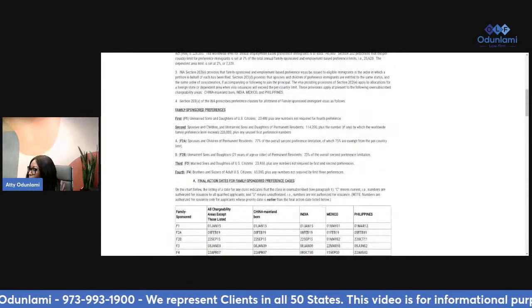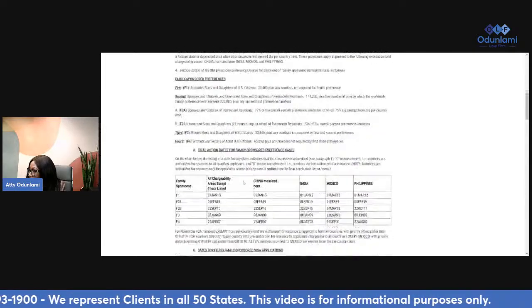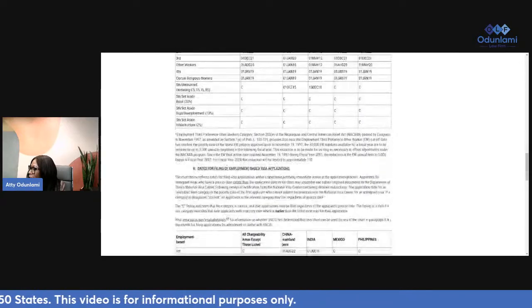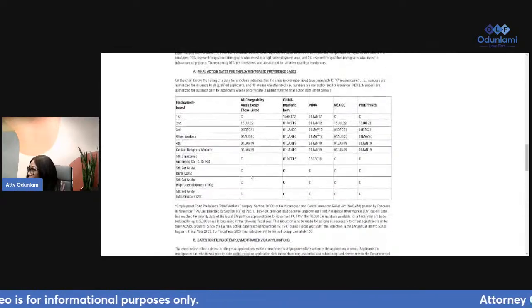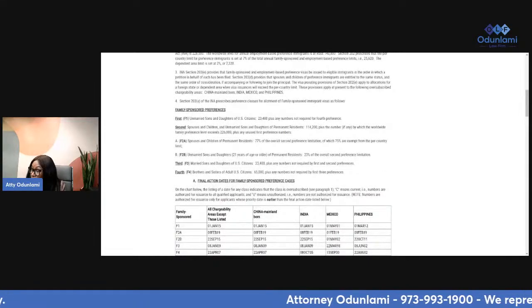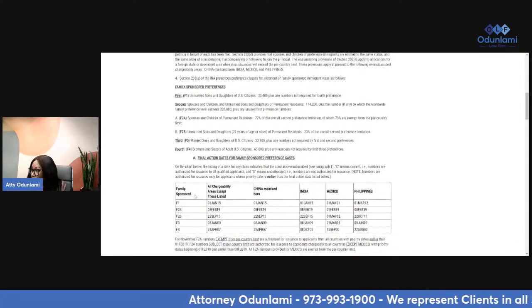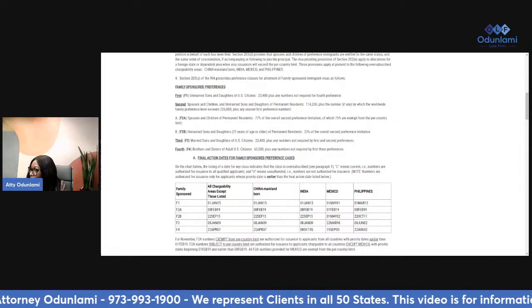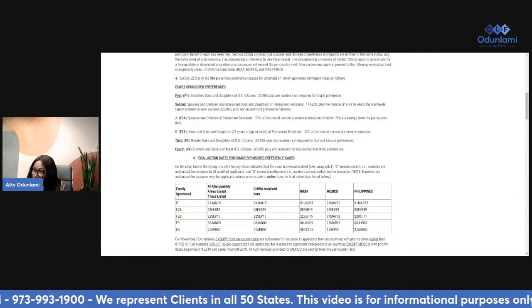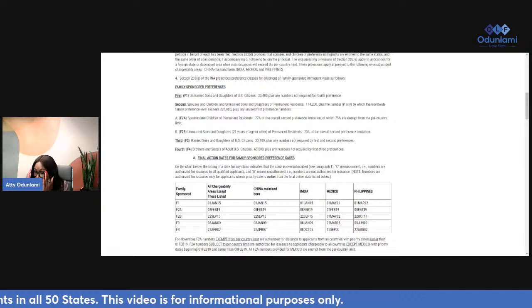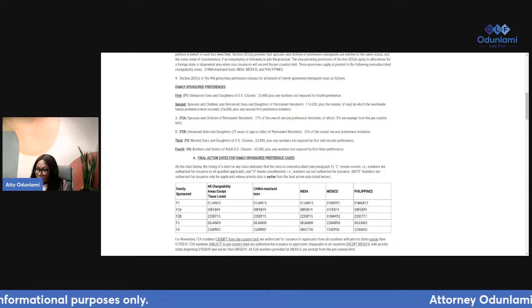There are actually two: there's a final action date, and then there's the dates for filing. But for the purpose of this, I'm just going to use the final action date just so I can explain what I want you guys to understand. And trust me, this is really important information. So there are four main categories here. These are family-sponsored preferences, and you can distinguish them from immediate relatives. Immediate relatives, they have a visa available all the time.